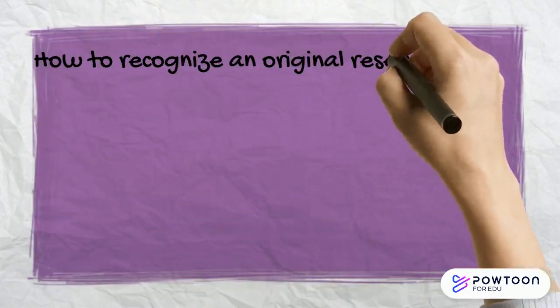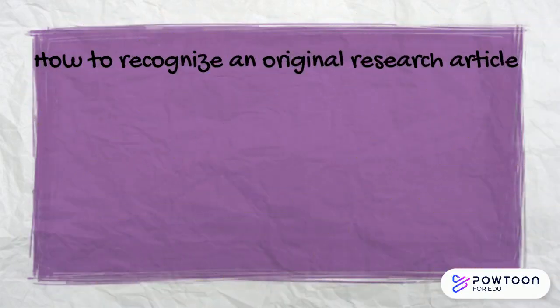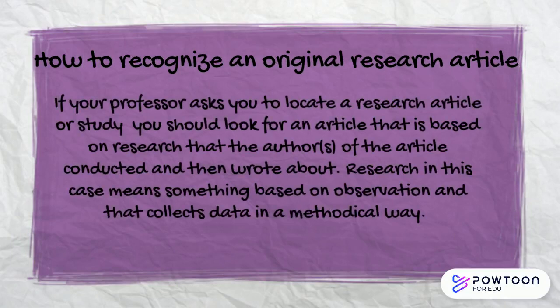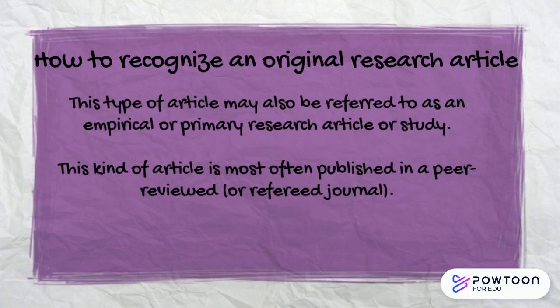How to recognize an original research article. If your professor asks you to locate a research article or study, you should look for an article that is based on research that the authors of the article conducted and then wrote about. Research in this case means something based on observation and that collects data in a methodical way.